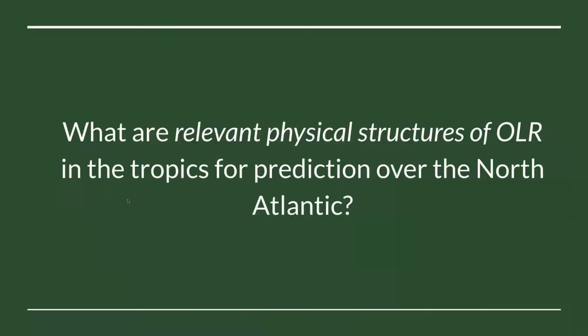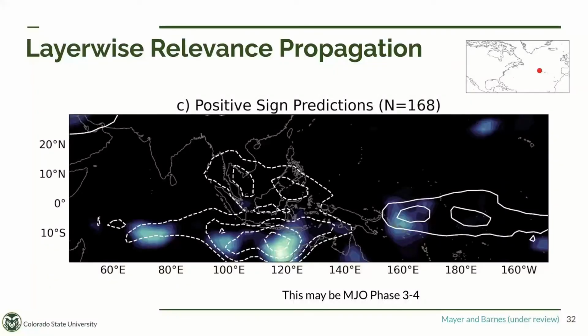So what are these relevant physical structures of OLR in the tropics for prediction over the North Atlantic? What we've done is we've taken composites of the correct positive sign predictions over the North Atlantic, this spot here, and we've plotted the relevance in shading, or the important regions for this prediction, and then in contours, we've plotted the anomalous OLR. You can see the dashed lines is where we have enhanced convection, and the solid lines is where we have suppressed convection.